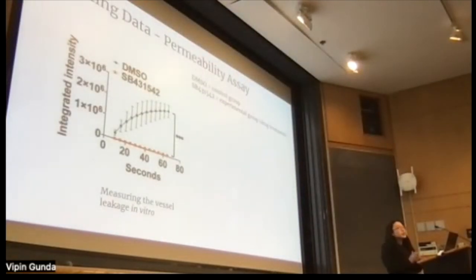And so here is some data that shows this. Like I mentioned before, we had a specific drug called SB431542. That's the experimental group, and it targets a specific gene that we were investigating in pancreatic cancer. We compared it with the control group, which is DMSO. And you can see for at least 60 seconds that there is a significant difference in the leakage of this dextran, showing how much more permeable the blood vessel becomes once interacting with pancreatic cancer without this drug inhibitor. So that's an in vitro model.